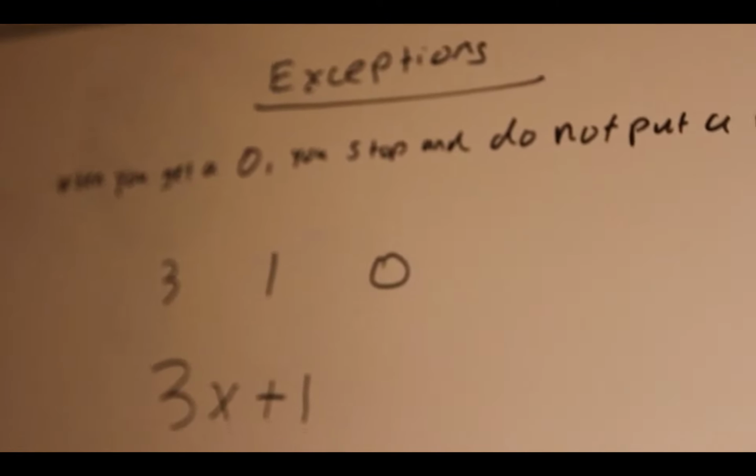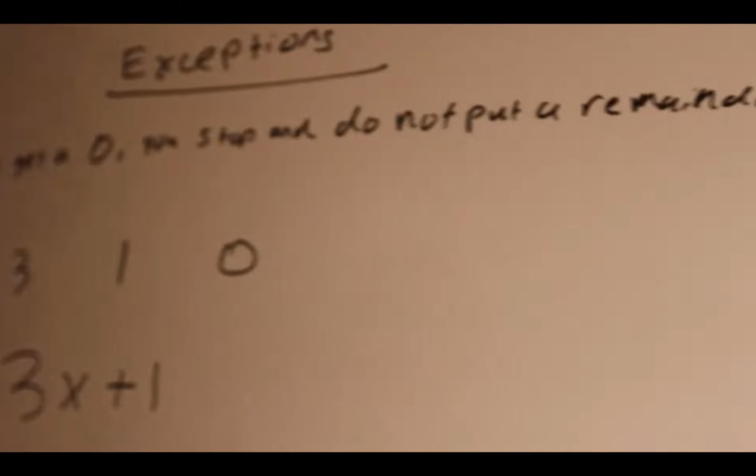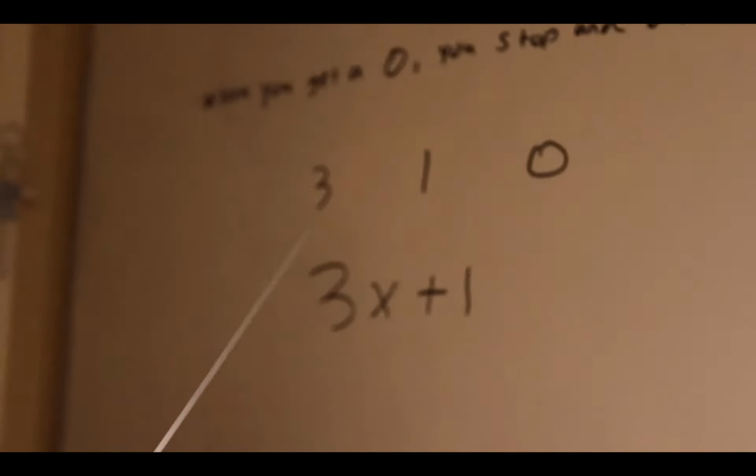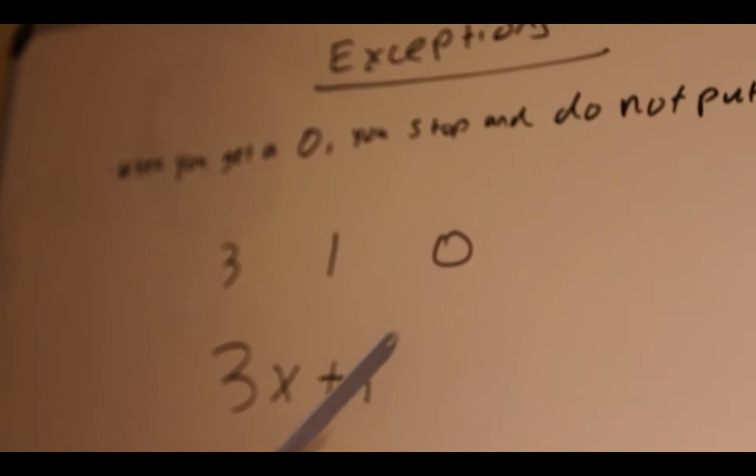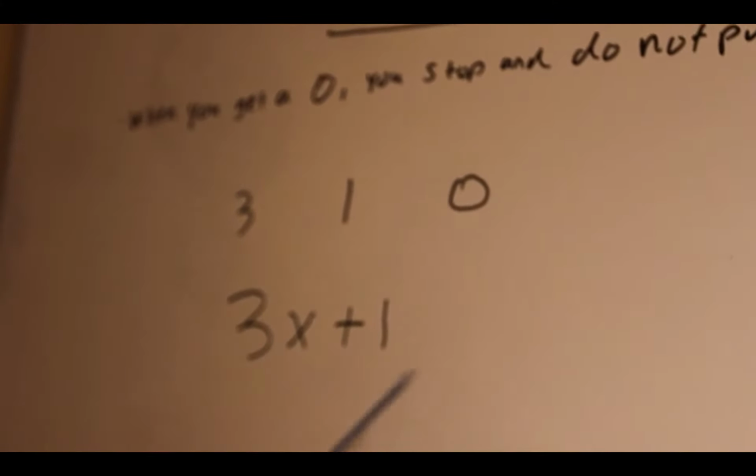Exceptions. When you get a 0, you stop and do not put a remainder. So here, for example, we have 3, 1, 0 as our products. So instead of putting a remainder under the last number, we would just simply put 3x plus 1.